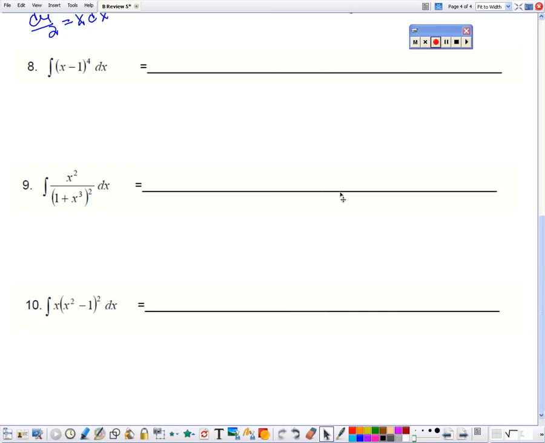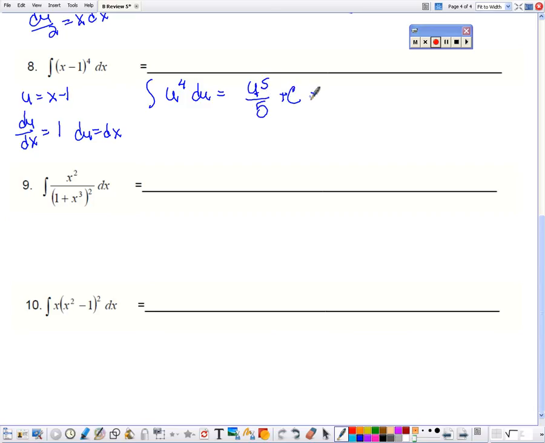Now for number 8, because I still have a binomial to a power, I'm going to let u equal x minus 1. So that means du dx is 1, which means du equals dx. So rewriting my integral, I have u to the 5th over 5 plus c, which is 1/5 of x minus 1 to the 5th plus c.